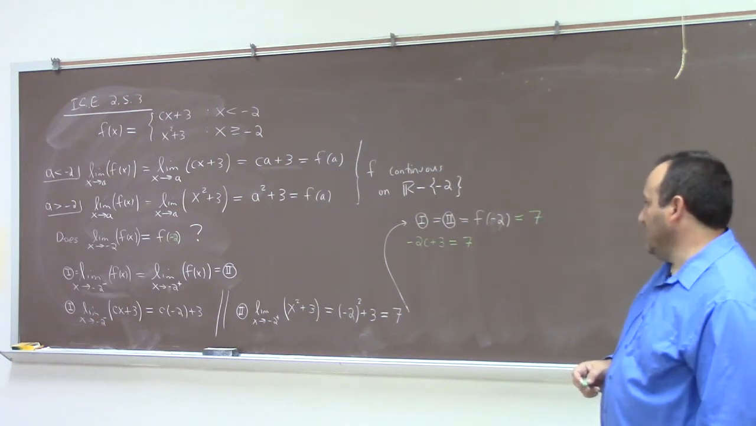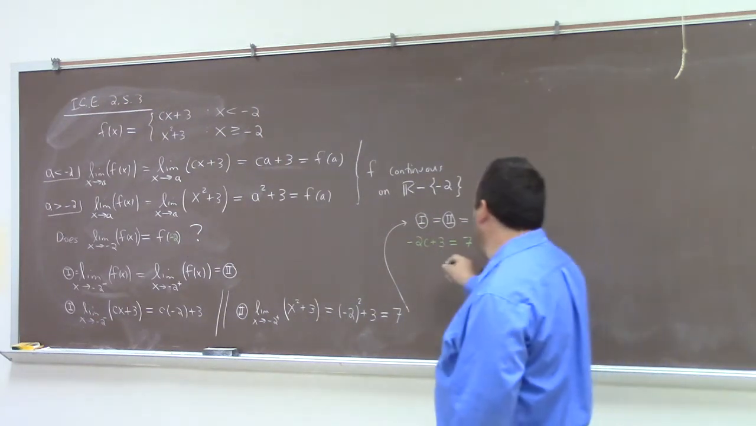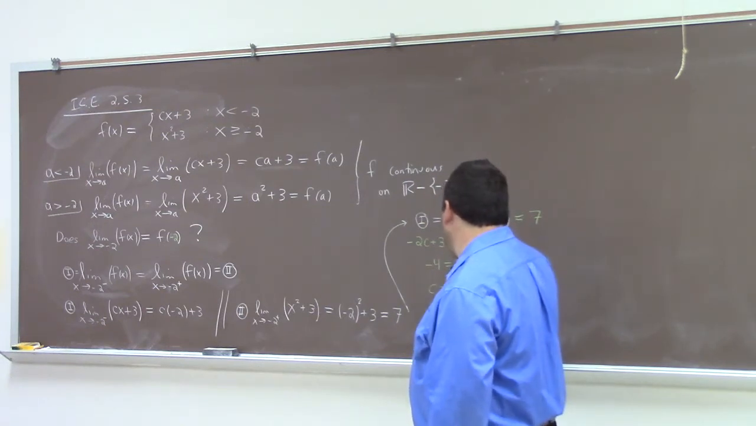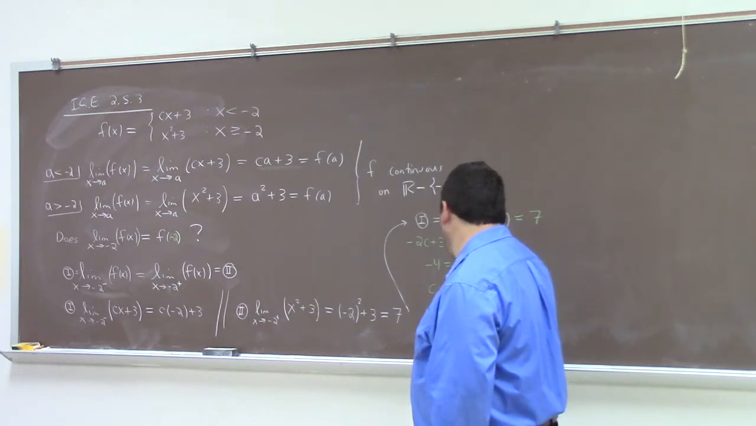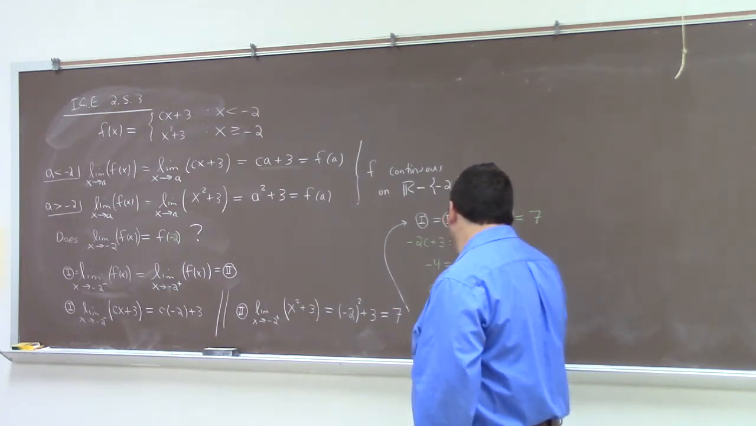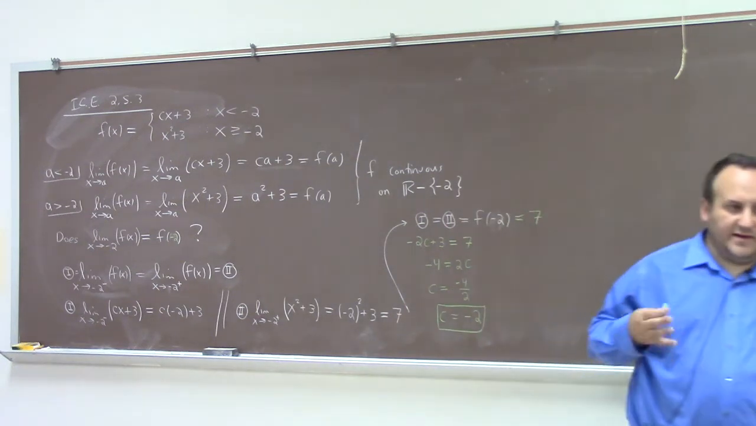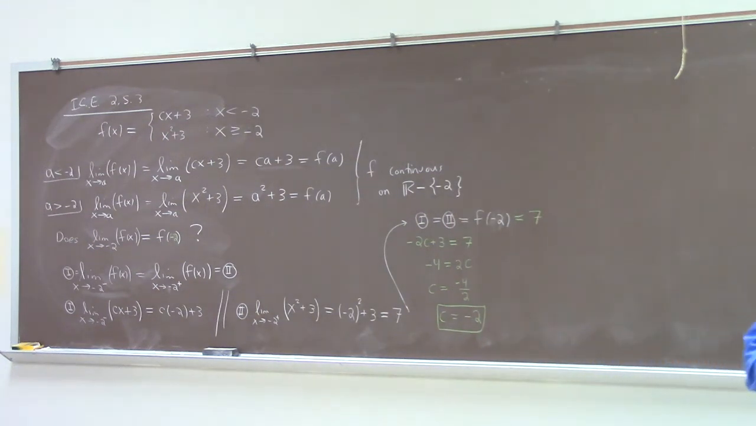So what do we got? We got minus 4 equals 2c, right? So c equals minus 4 over 2. c equals minus 2. So we have to choose a constant of minus 2 in order for this to be a continuous function on the reals.